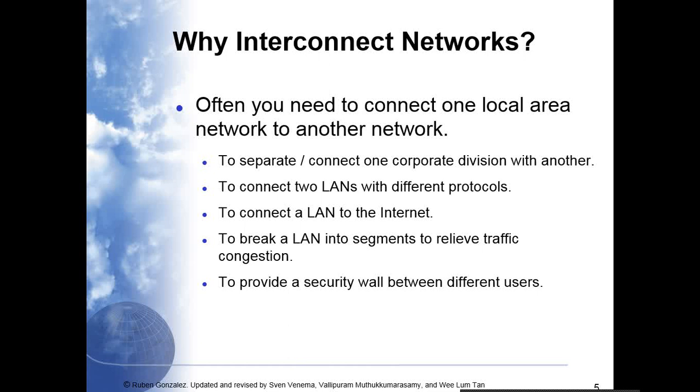You might want to connect a local area network to the internet so that you can browse the web, for example. You might also have many users on this local area network, and so you might want to chop the local area network up into sections, so that you can relieve traffic congestion between those sections. And lastly, you might want to provide some kind of security wall between the different kinds of users. Again, if you take the example of staff and students, maybe there are some things that students should not be able to see in terms of their marks, for example, so you want to separate those parts based on the network.